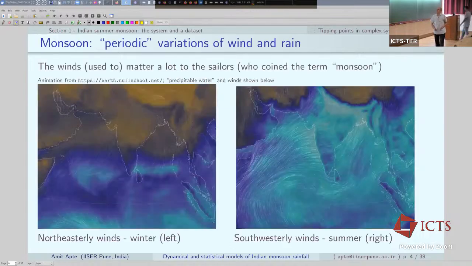So, starting with this, what exactly is monsoon? It's just actually variation of winds. That's how the term was coined. It's related to the winds. It was coined basically by sailors. It comes from Mausam and so on. There is an etymology that you can read about.